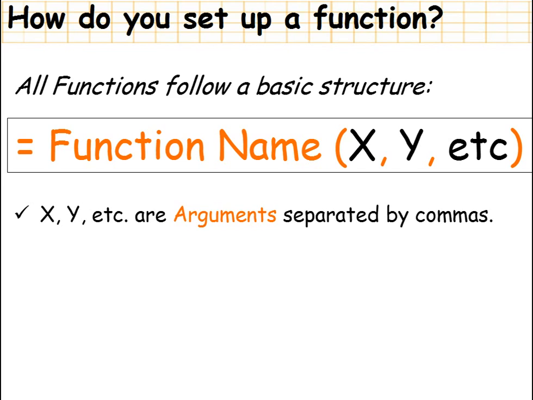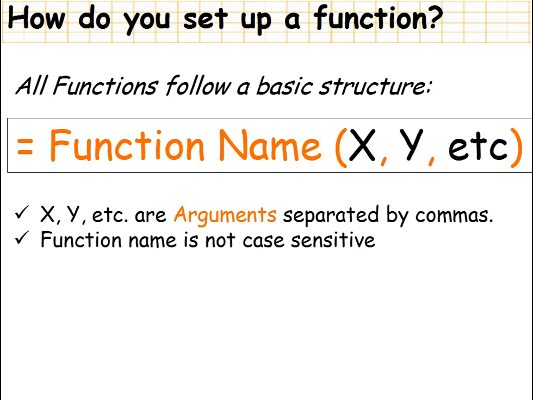And for each function, you will have different numbers of arguments and different types of arguments. Arguments can be text values surrounded by quotation marks. They can be data ranges. They can be calculations. So we will learn which arguments are appropriate and which are required for any given function.